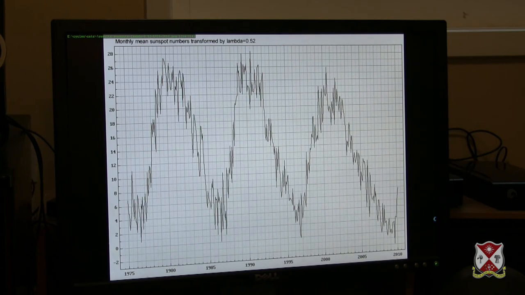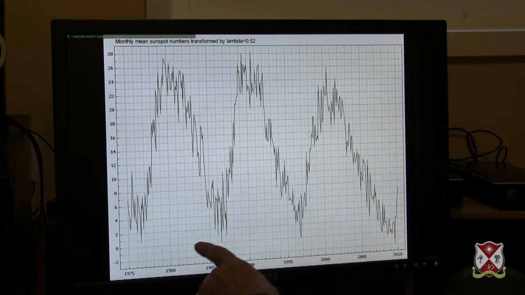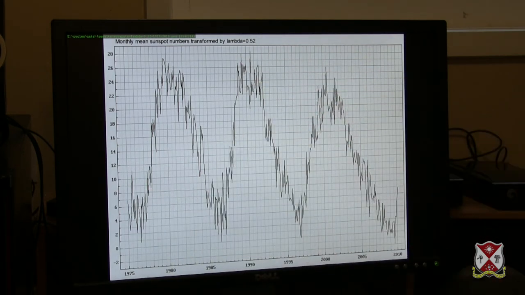So that was the original data, and that is the transformed data, without the red one in it as well. And you can see there's about the same amount of variation at the troughs as there is at the peaks now. So when we're looking for a shorter-term cycle, that's what we want, because we want to trace that right through.